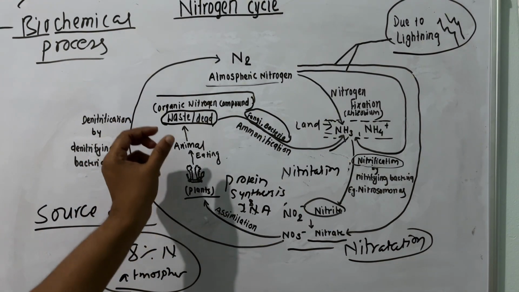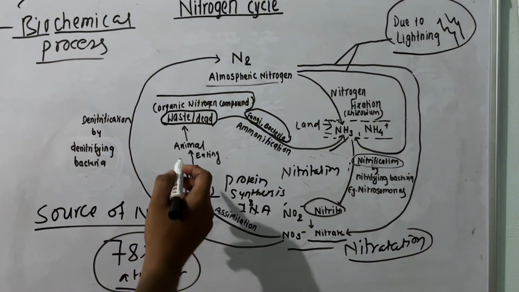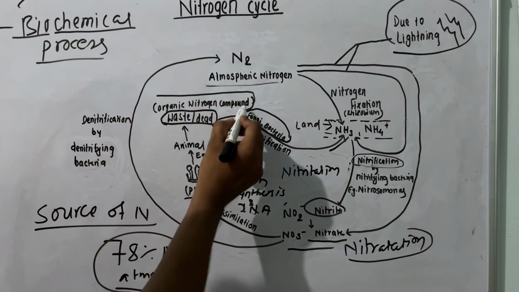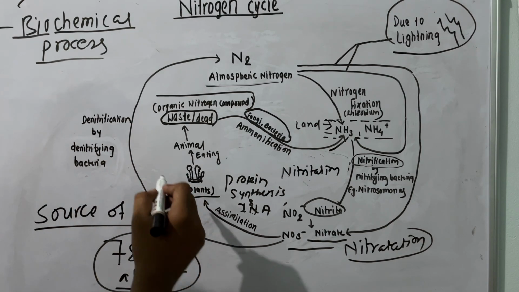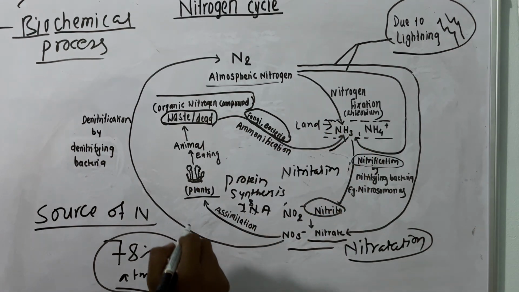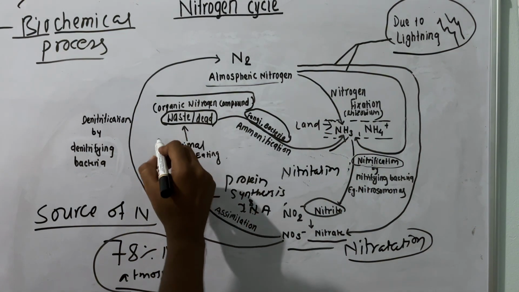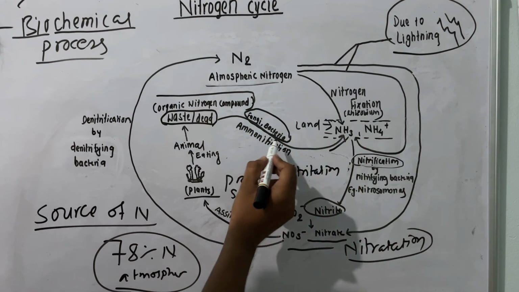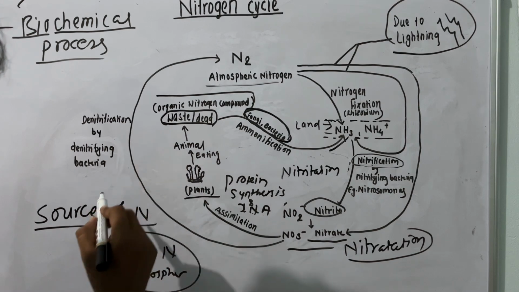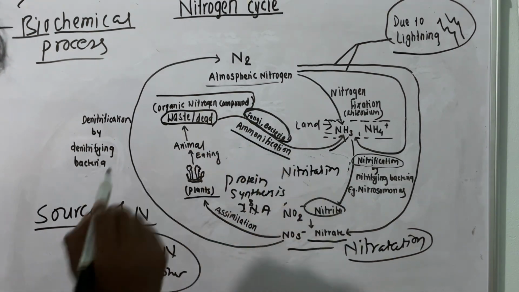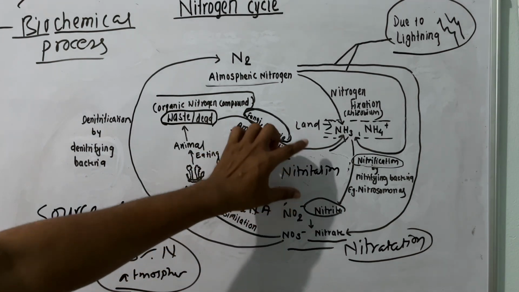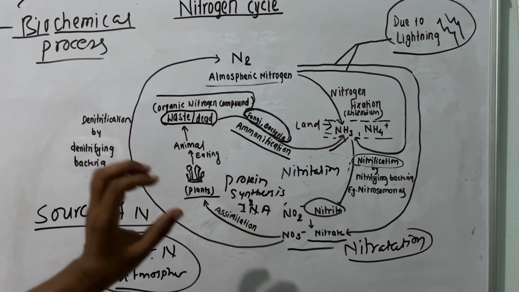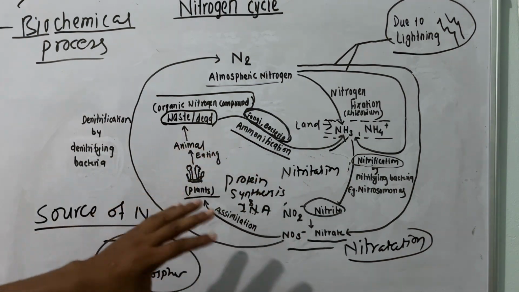Now when this plant and animal die, the waste and dead remains will have organic nitrogen compounds. These organic nitrogen compounds will be converted into ammonia again, and this process, the conversion of organic nitrogen compounds into ammonia by the help of fungi or bacteria present in the soil, is known as ammonification, and this completes the cycle.